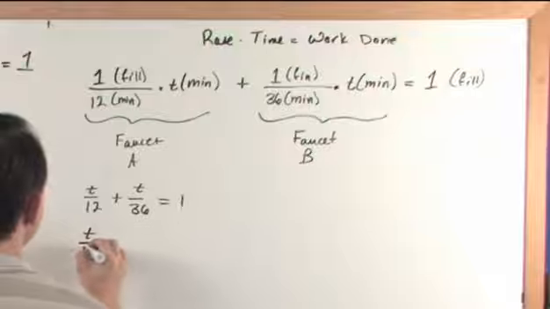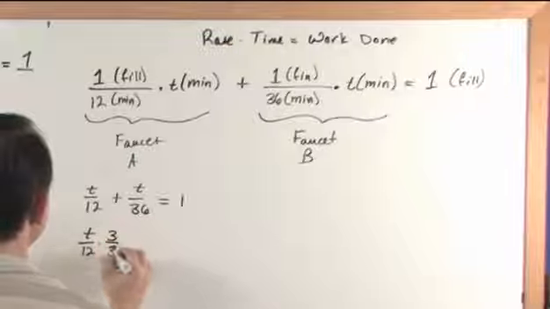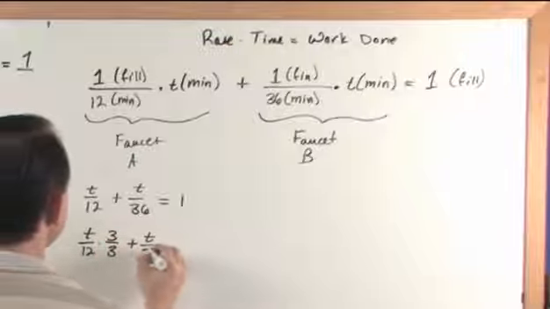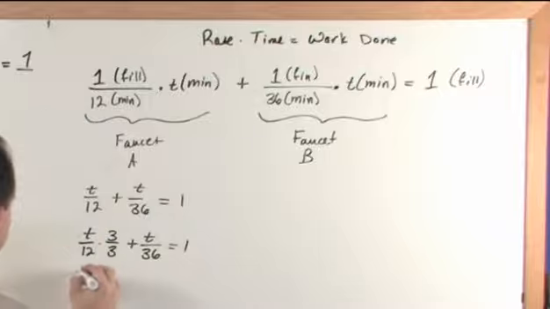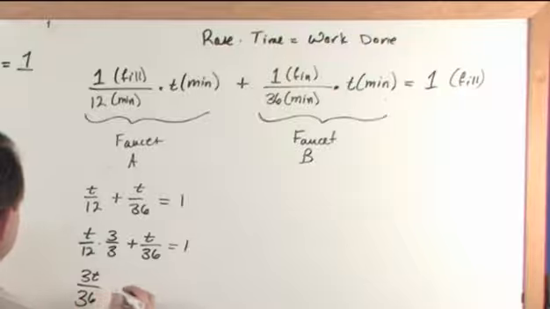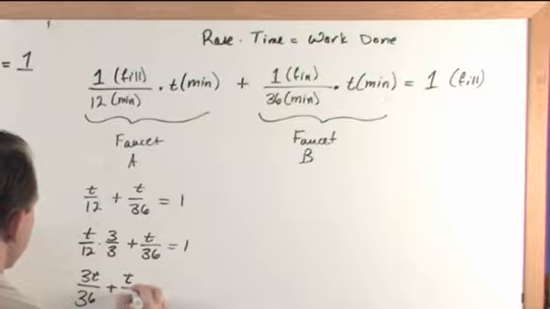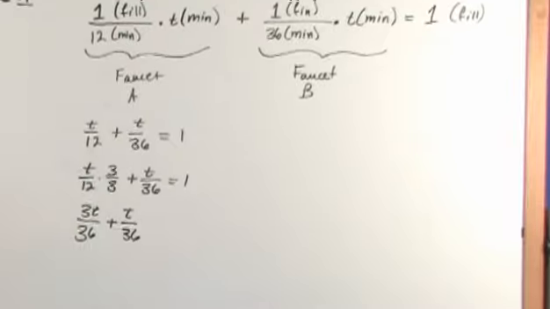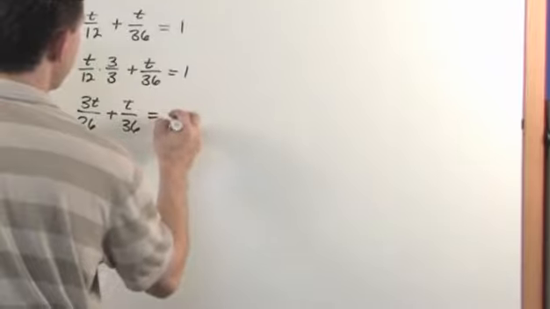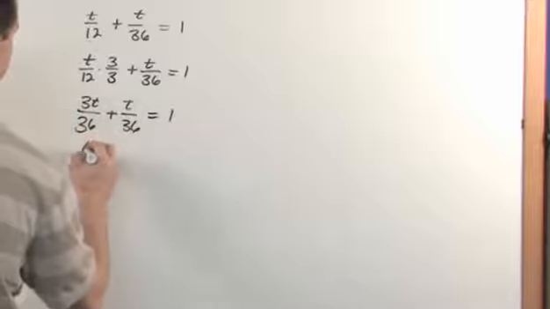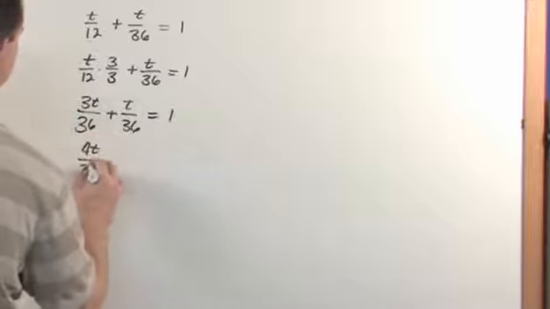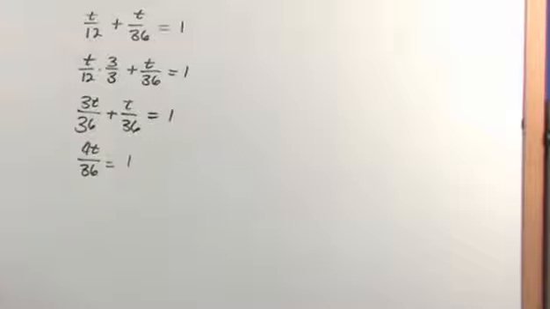If I take T over 12 and multiply by 3 over 3, I think you'll find in the next step that's going to do the trick for us, because T times 3 is simply 3T, and then 12 times 3 on the bottom is 36, which is what I need, T over 36 here. Okay? I need to get both numbers on the bottom the same so I have a common denominator. So now that I do that, I can add the top numbers. 3T plus T is 4T over 36 is equal to 1.